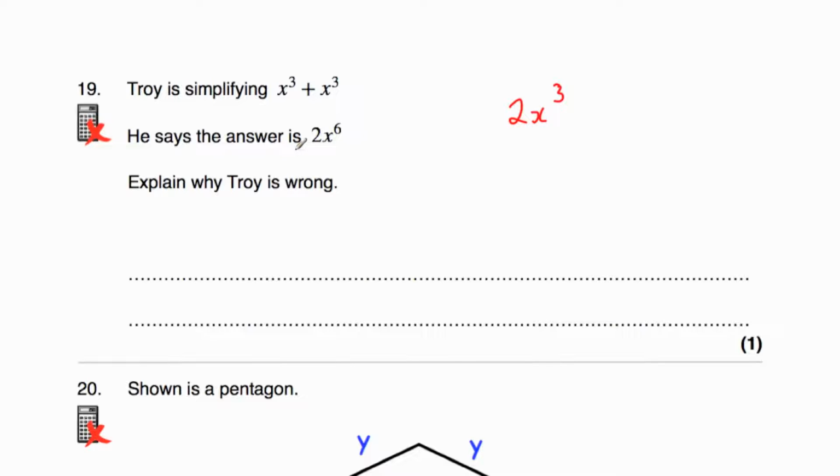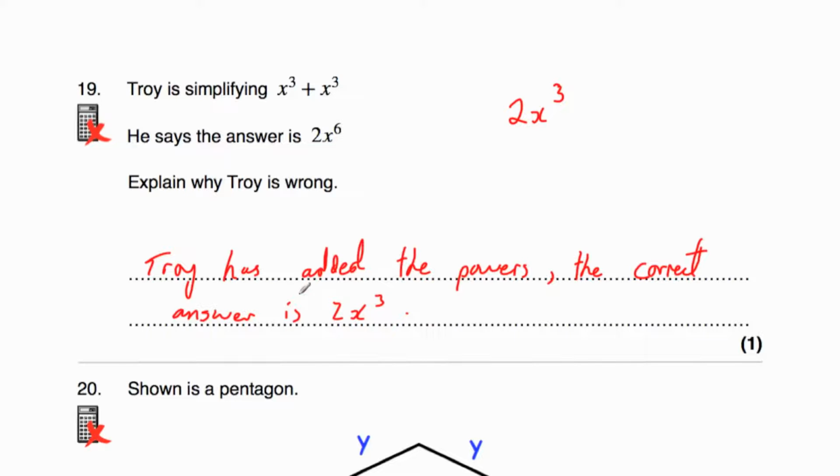You're just counting out how many lots of x squared you'd have. And in this case, we had 1 lot of x cubed plus another lot of x cubed, so that'd be 2 lots of x cubed. So explain why Troy is wrong. So I've just explained Troy has added the powers, he's added the 3 and the 3, and he shouldn't do that. And the correct answer is actually 2x cubed.